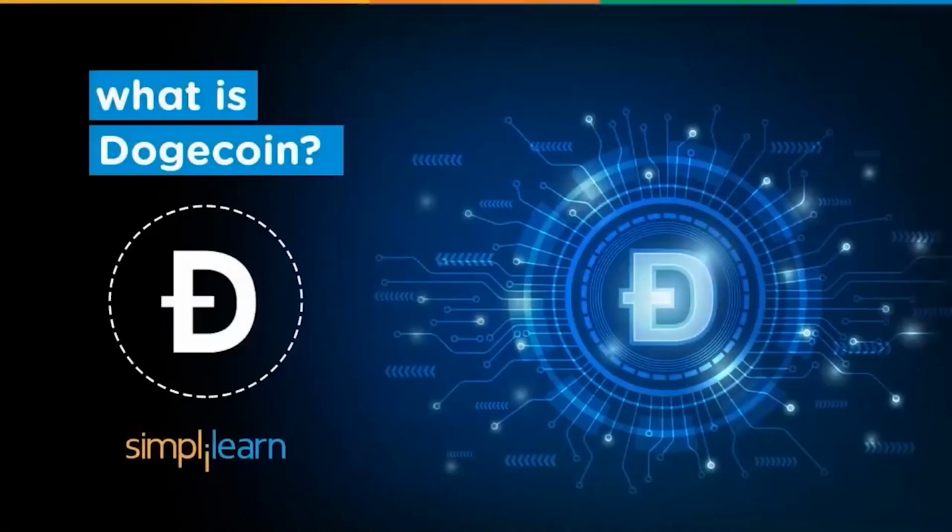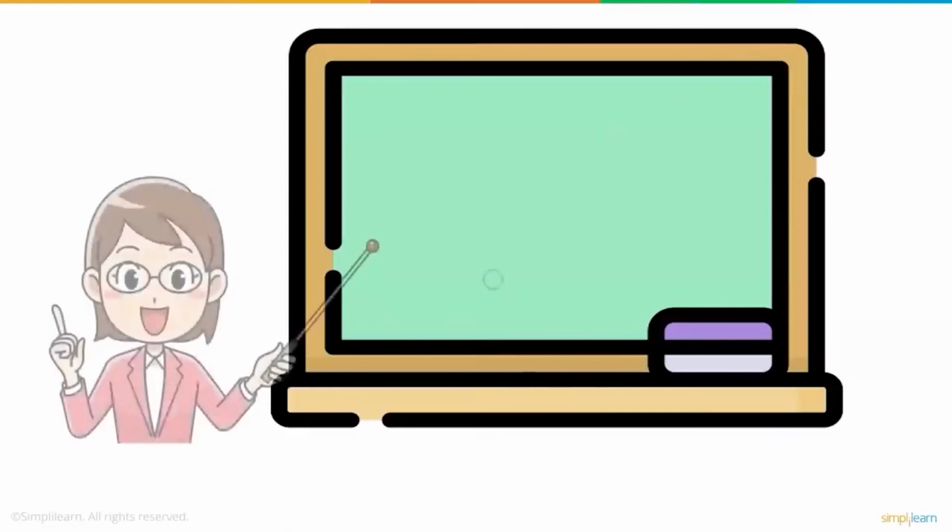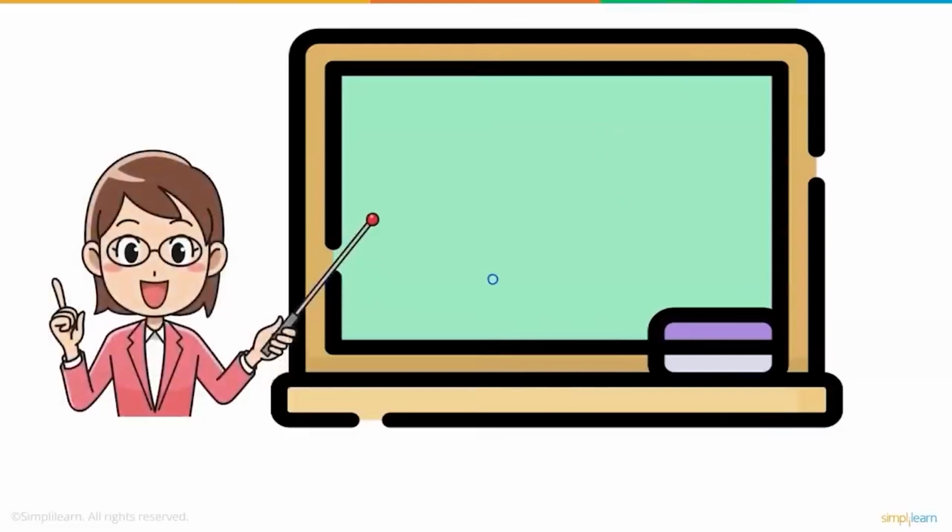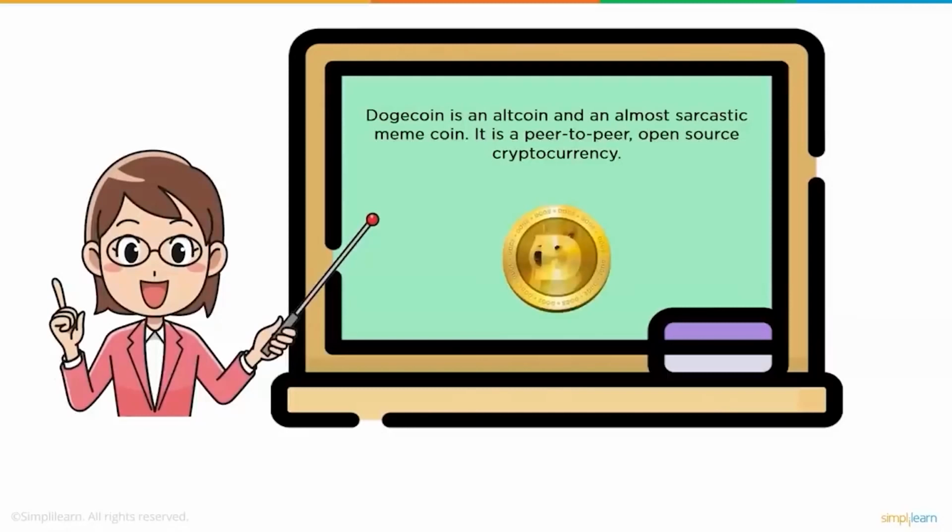Recently, we all have been hearing about a cryptocurrency famously known as Dogecoin. But what exactly makes it so different from others that almost every person is talking about it? So let me tell you that Dogecoin is an altcoin and an almost sarcastic meme coin that serves as a peer-to-peer open source cryptocurrency.